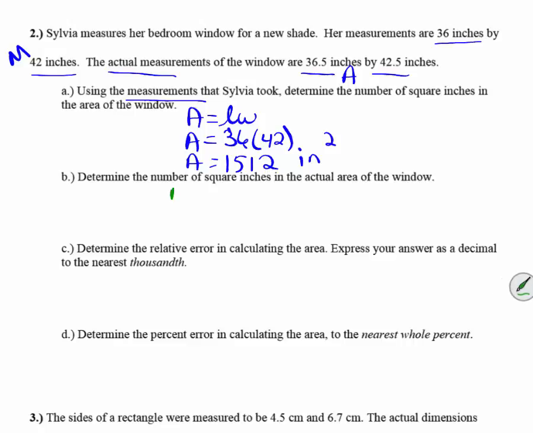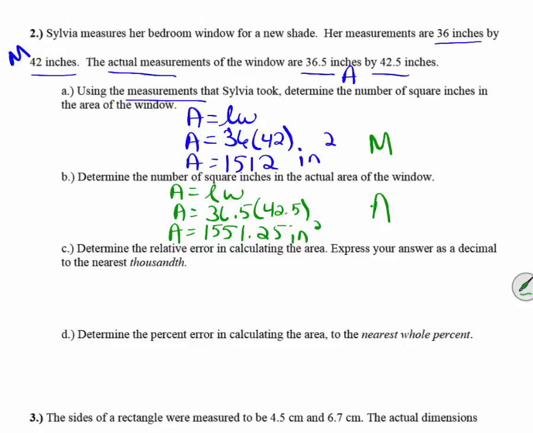Okay, determine the number of square inches in the actual. So now we're going to use our A's. Same formula. So we have 36.5 and 42.5, which gives us 1,551.25 inches squared. So again, this is measured, this is actual. Determine the relative error, right? And we're using it for our area, not just the actual measurement. So, relative error, measured minus actual over actual.